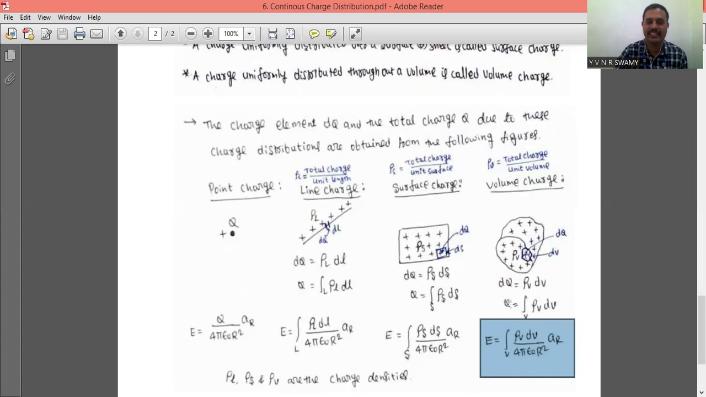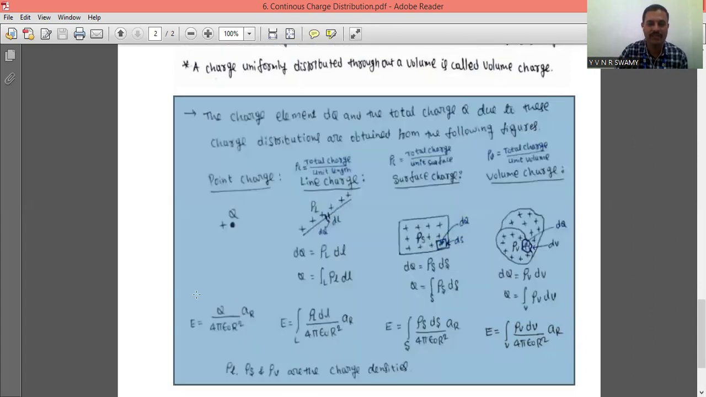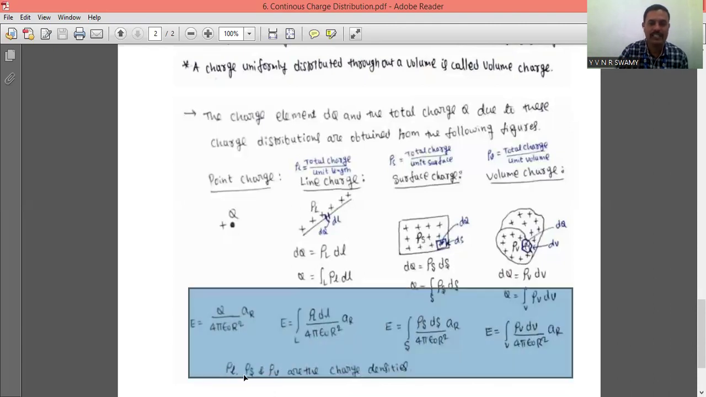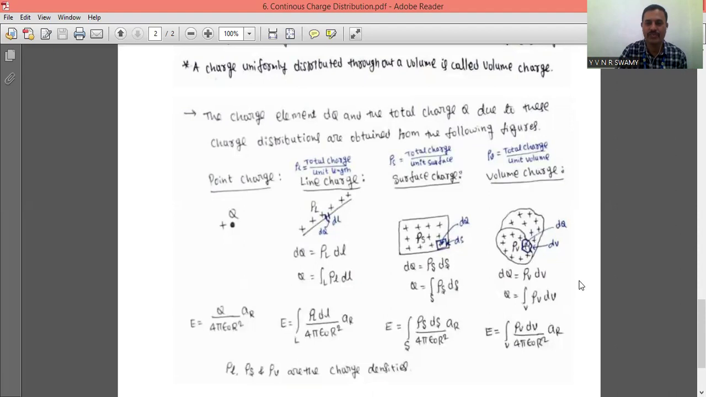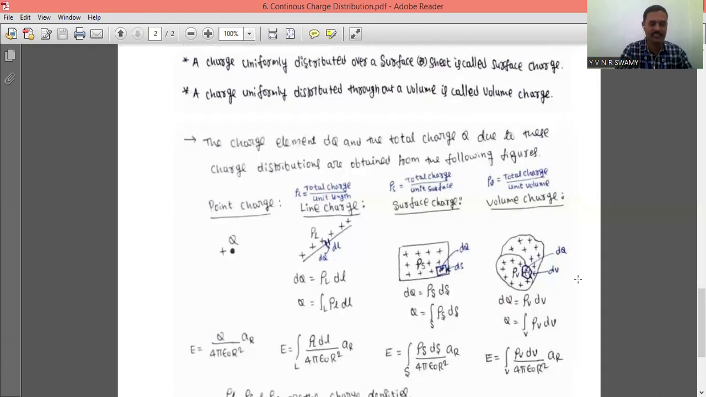Okay, so here in these formulas, rho L, rho S, rho V are the line charge, surface charge, and volume charge densities. So this is the continuous charge distribution. That is the electric field intensity due to a continuous charge distribution.